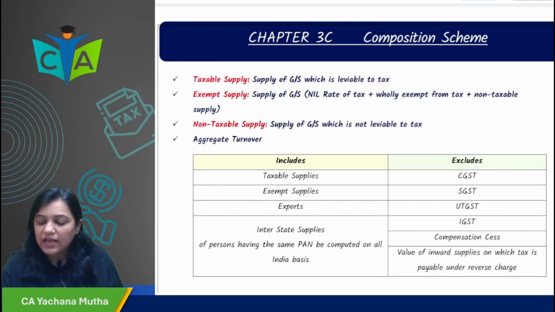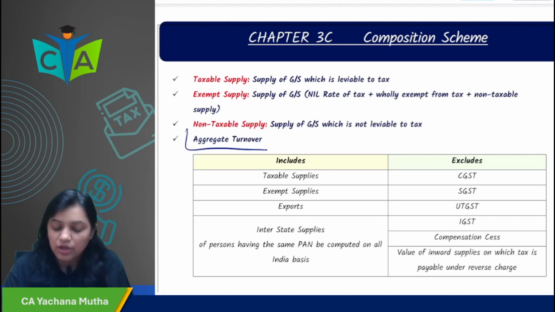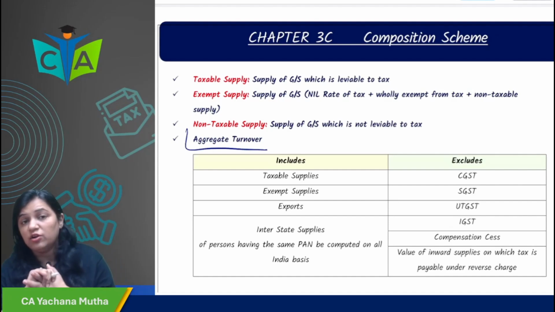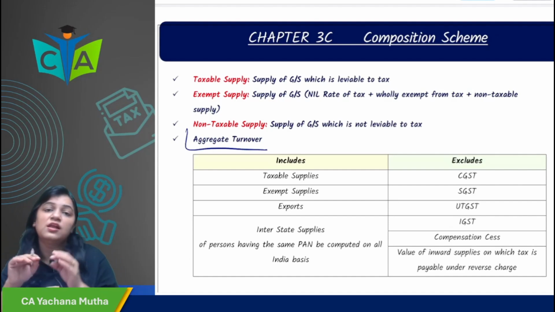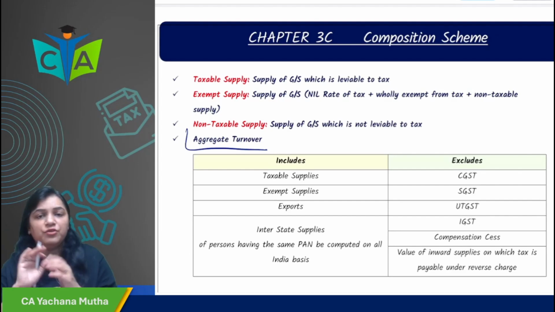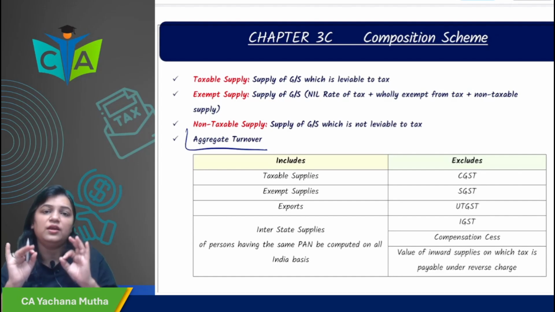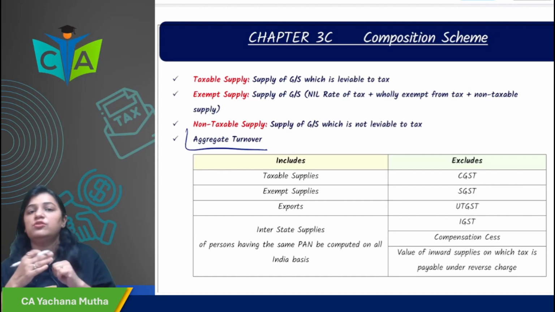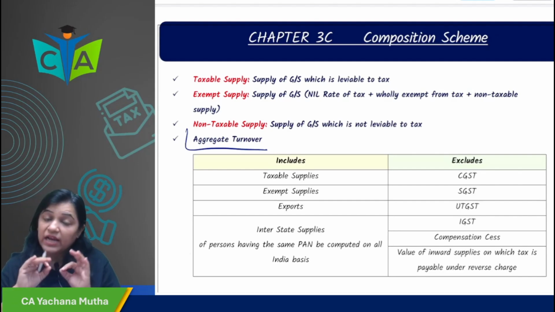You remember the aggregate turnover definition now. The fourth, aggregate turnover, we'll see. Aggregate turnover is very relevant at many places, like in composition scheme, like in registrations. In the exam, a direct question also comes on computation of aggregate turnover. So, what do you mean by aggregate turnover?